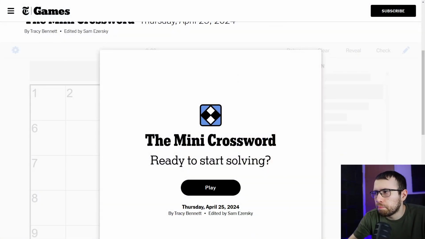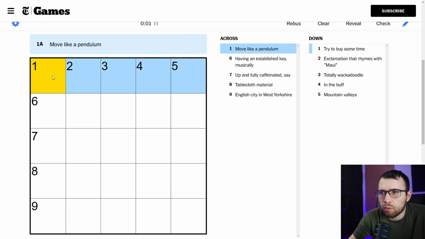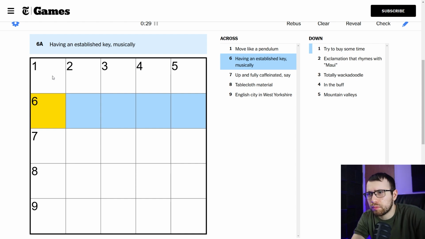Okay, here we go. Mini crossword for Thursday, April 25th. Yesterday, I definitely had a hard time. Let's see if today goes any better. We have no black squares on here, so it's going to be a 5x5. Move like a pendulum. Okay, a pendulum like it. Moves back and forth. It rocks back and forth. It sways. Sways, maybe? Keep that in mind, but I definitely have no idea really what one across is.